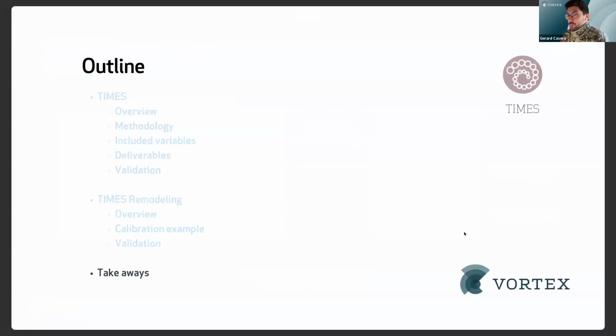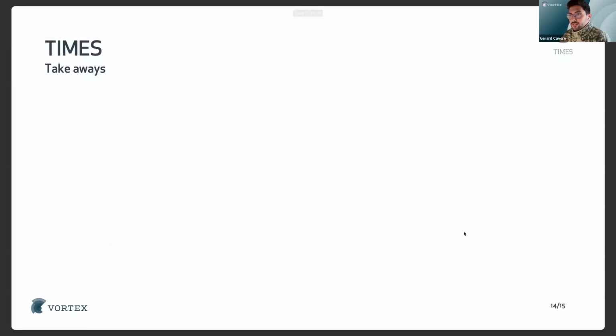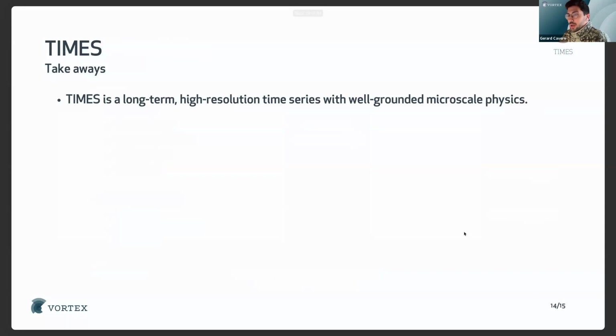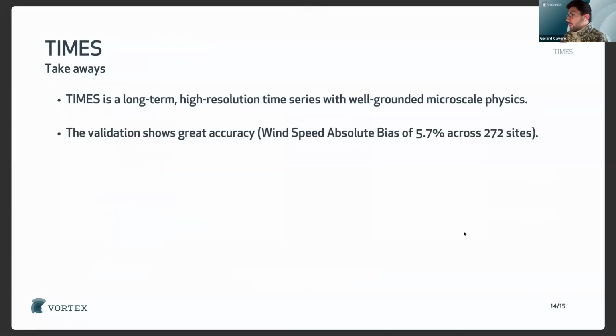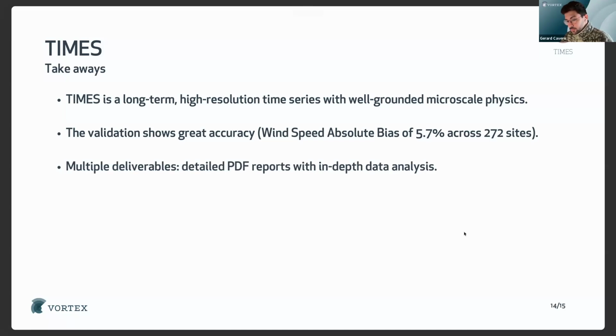So to sum up, I will just enumerate some key points of this presentation. So I have presented Times, which is this long-term high-resolution time series with well-resolved turbulence, thanks to this combination with Vortex LES. We have shown the validation with a great concordance with measurements, with this 5.7% of wind speed absolute bias, and have presented some deliverables that are included in the purchase of Vortex Times.